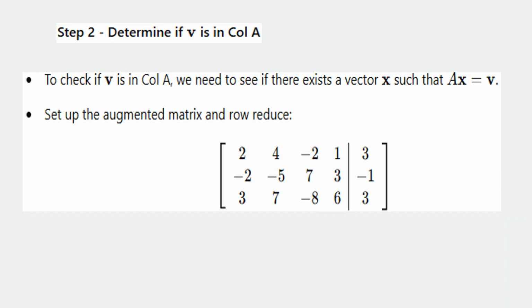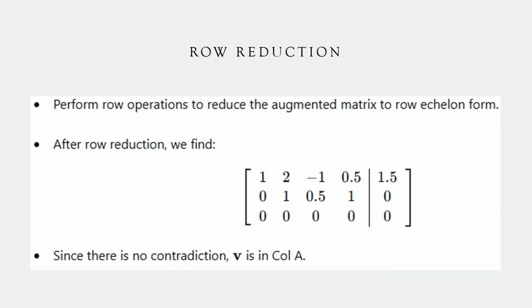Step 2, we need to determine if v is in column A. To check if v is in column A, we need to see if there exists a vector x such that Ax equals v. Set up the augmented matrix and row reduce. If we perform row operations to reduce the augmented matrix to row echelon form, after row reduction we find the following matrix. Since there is no contradiction, v is in column A.